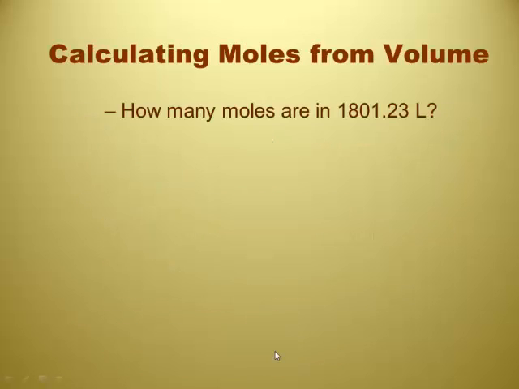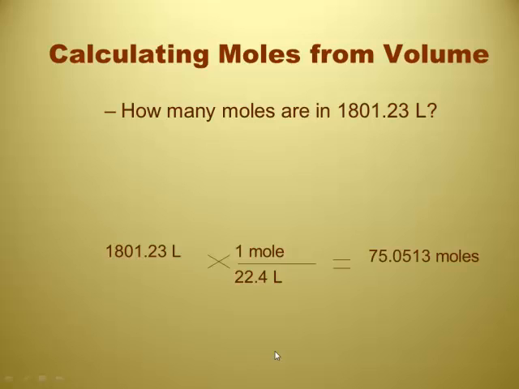So if we're asked a question like how many moles are in 1,801.23 liters, that's very specific. That's a lot. What we do is we just do the math. 1,801.23 liters. We set up a conversion factor: 22.4 liters wants to be canceled, so it goes on the bottom to cancel out the liters up top, over 1 mole. We find out how many moles there are by doing the math: 1,801.23 divided by 22.4. You get 75.0513.